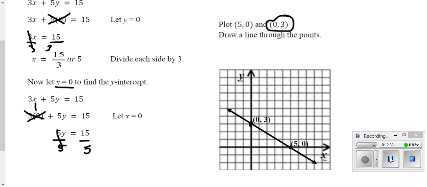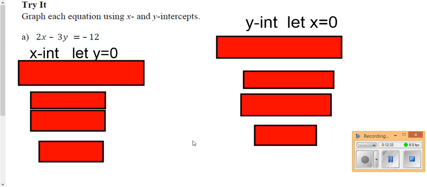One more with you. All right, this is going to be our last example together. Then you're going to do the rest of the triads and the practice pages. I'll make sure the sub knows. I'm not sure what the numbers are in your book.